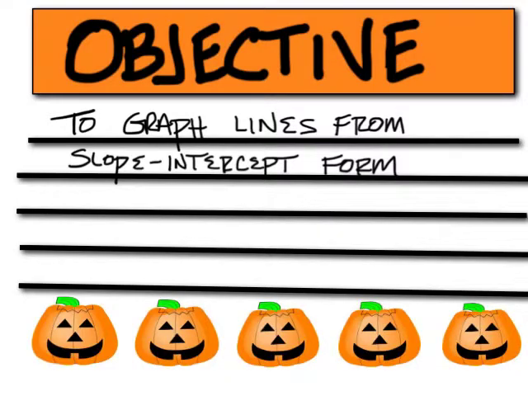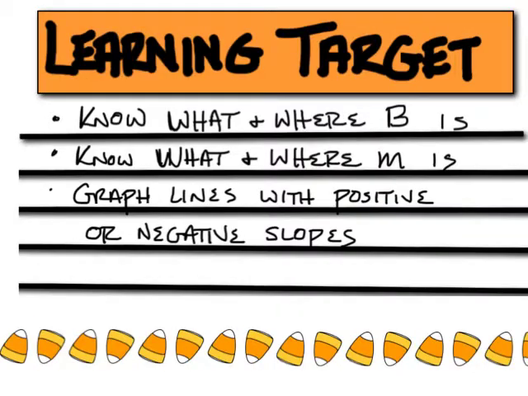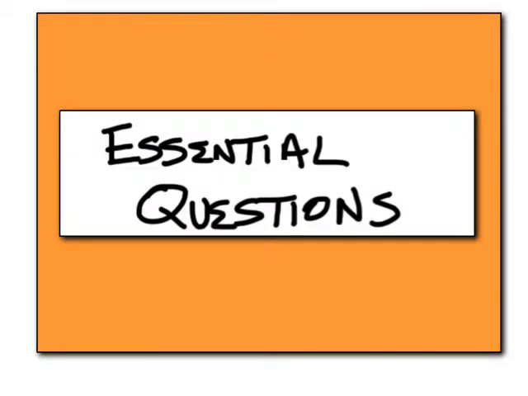The objective for today, to graph lines from slope-intercept form, like we did last week, except I think we need practice on some of the smaller stuff in it. For example, you need to know what and where B is. You need to know what and where M is, and to graph lines with positive or negative slopes. And underneath that, you have to understand why they're positive or negative. Okay, questions to start off with first.